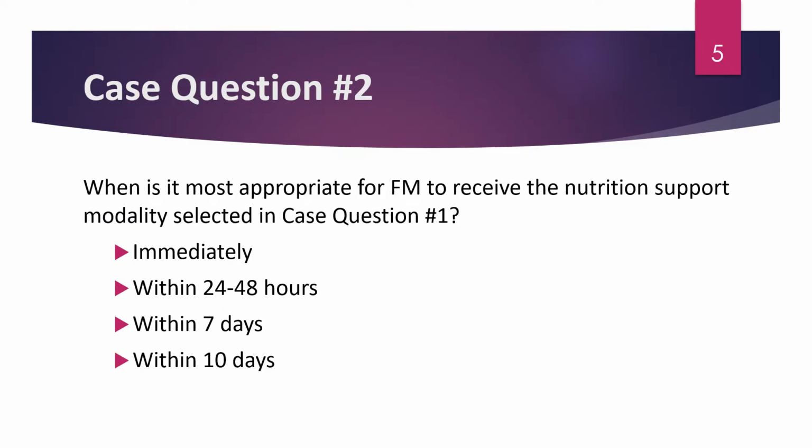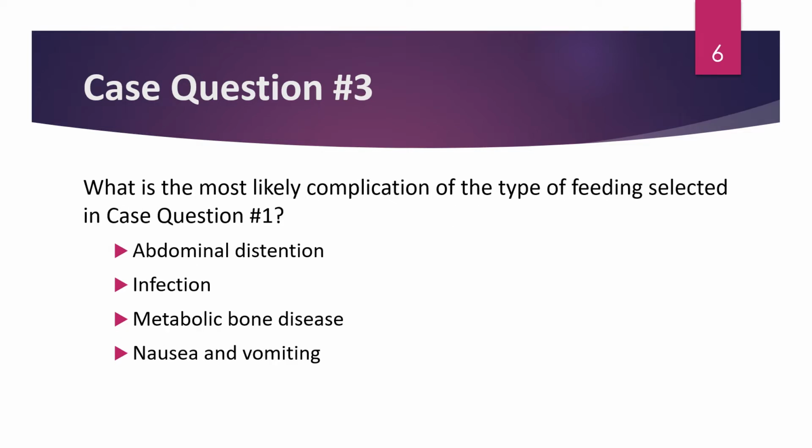For case question 2, when is it most appropriate for FM to receive the nutrition support modality selected in case question 1? Immediately, within 24 to 48 hours, within 7 days, or within 10 days? And question 3, what is the most likely complication of the type of feeding selected in case question 1? Abdominal distension, infection, metabolic bone disease, or nausea and vomiting? So after we go over parenteral nutrition today, you should be able to answer each of these questions confidently.